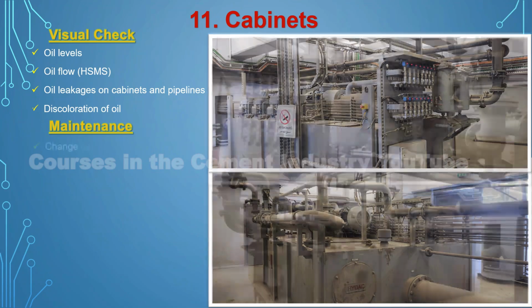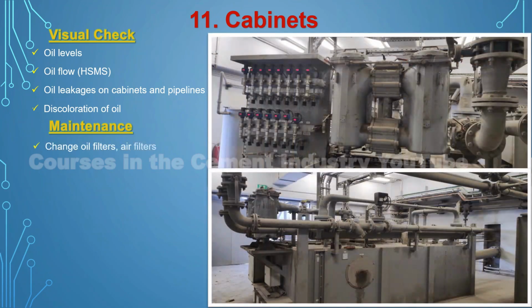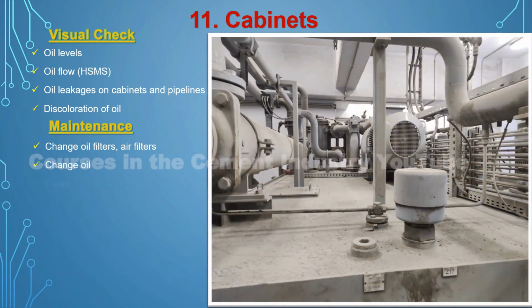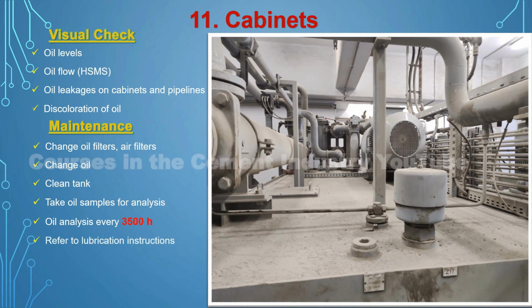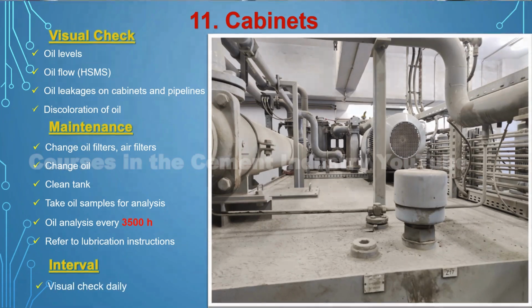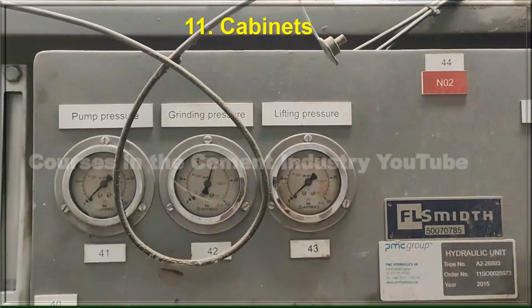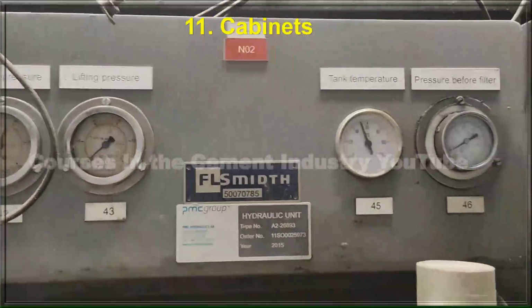Maintenance. 1. Change oil filters, air filters. 2. Change oil. 3. Clean tank. 4. Take oil samples for analysis. 5. Oil analysis every 3,500 hours. 6. Refer to lubrication instructions. Interval. Visual check daily. See this video. It demonstrates components of the cabinets.